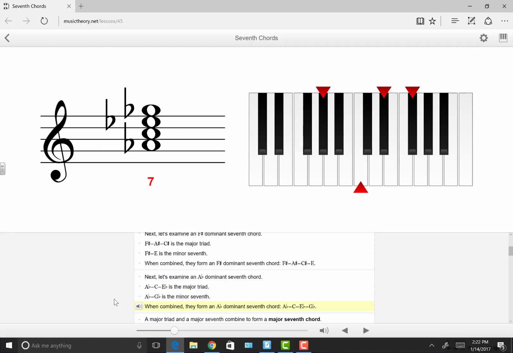Dominant seventh chords will always sound like sol, ti, re, fa. So let's listen to the A flat dominant seventh chord.